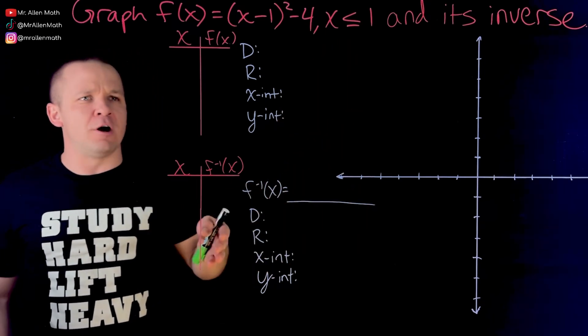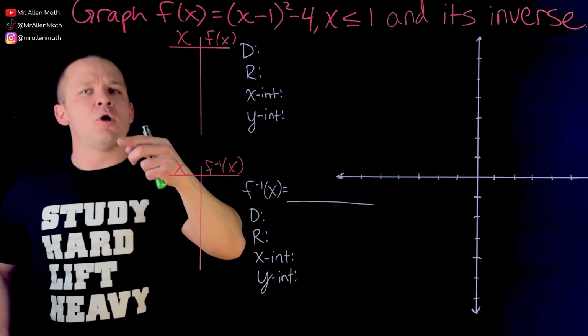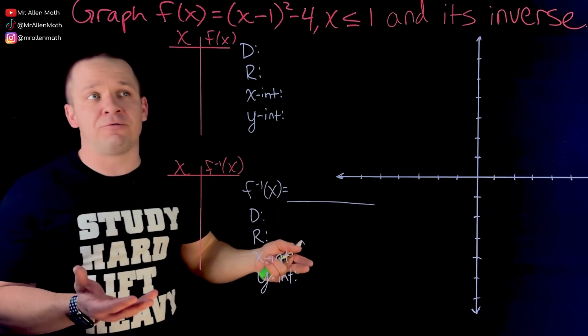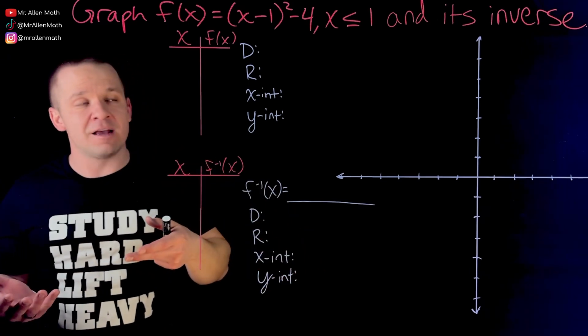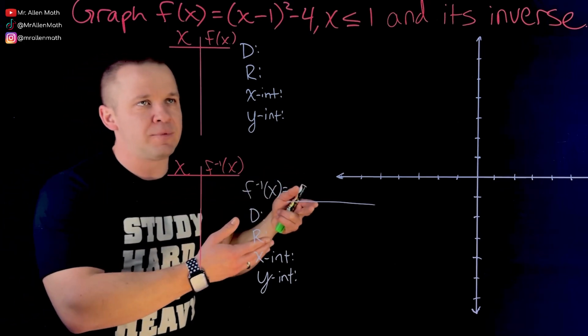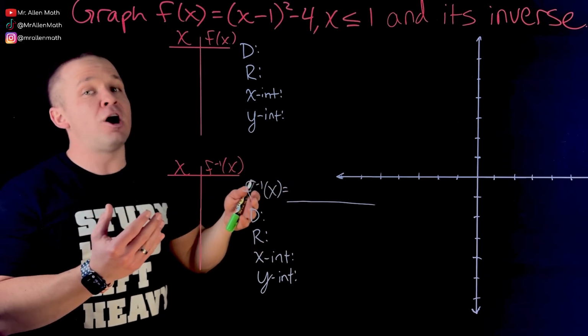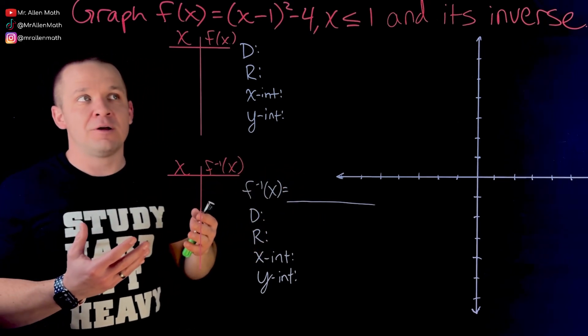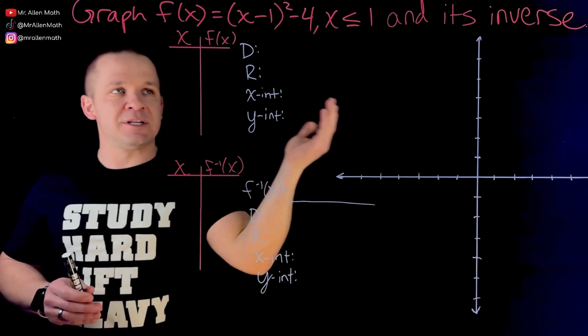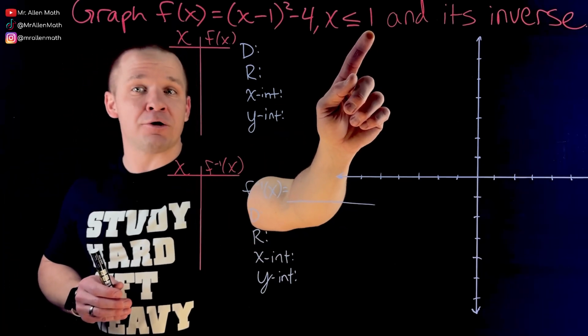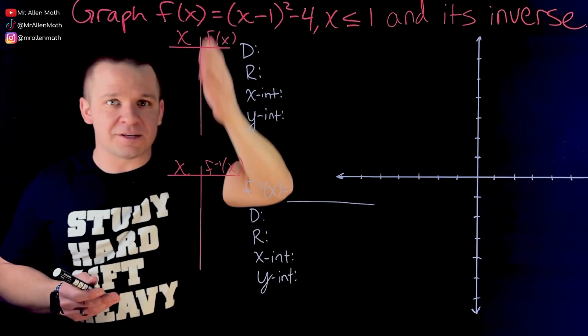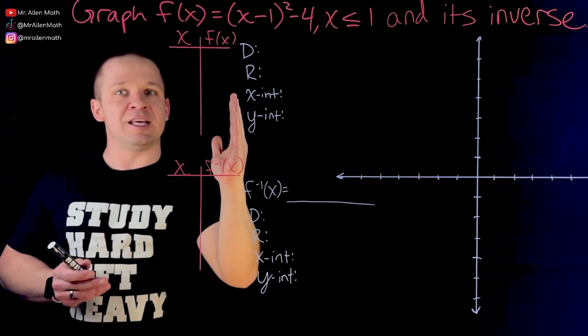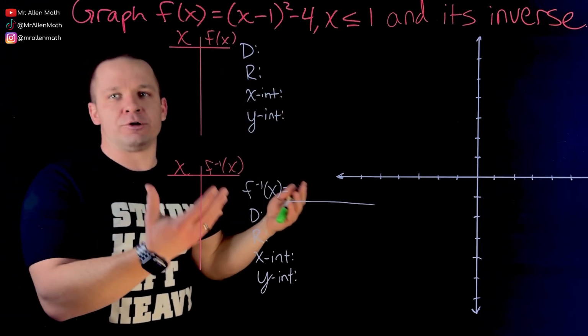Well, a quadratic function, a parabola as its graph, would not pass the horizontal line test. Therefore, it's not invertible, meaning its inverse is not a function. But if we restrict the domain of that original quadratic, then it can be invertible. Now, what's significant about this right here is this is the x value of our vertex, which would be our axis of symmetry as well. So we're just going to get the left half of that quadratic.